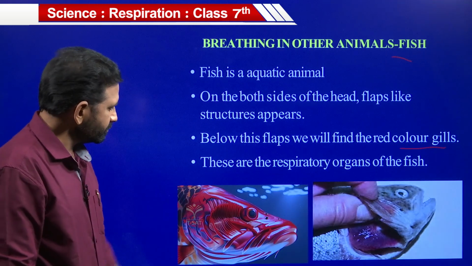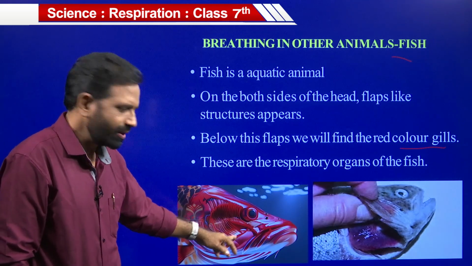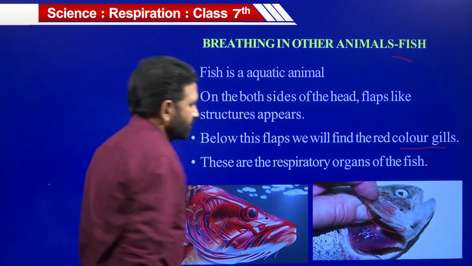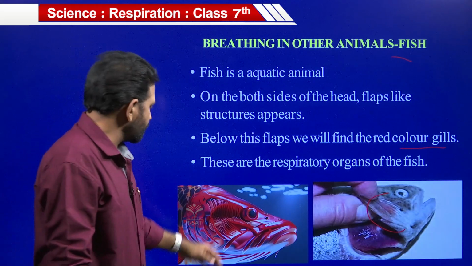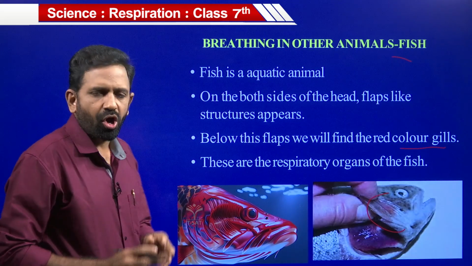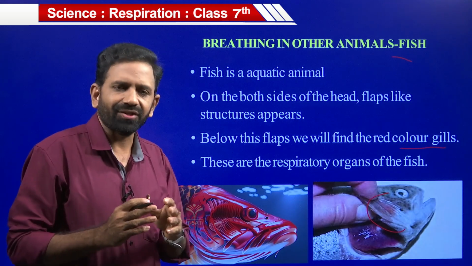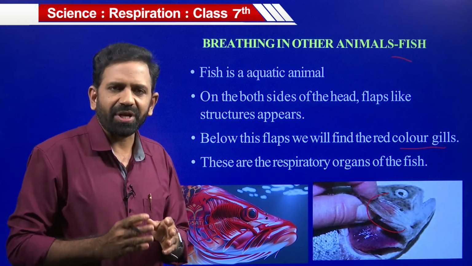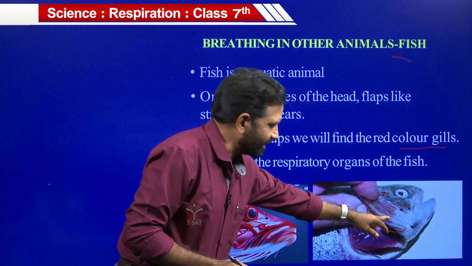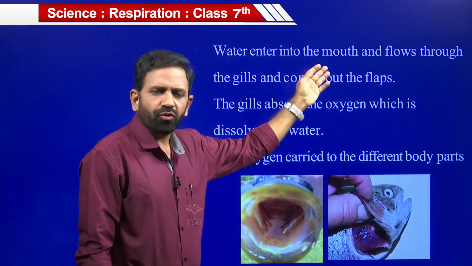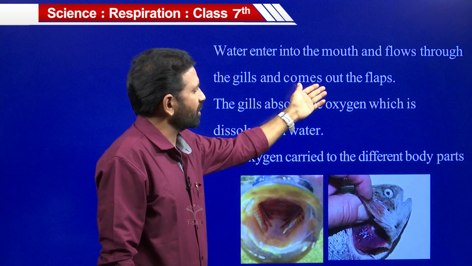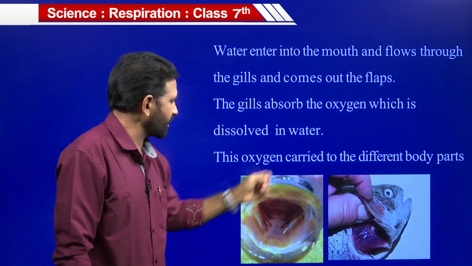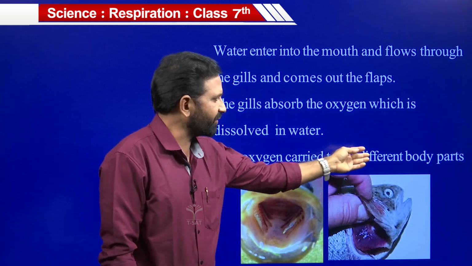This is a fish. On both sides of the fish, we observe flap-like structures. These flap-like structures are called operculums. Below these flap-like structures, red color gills are present. Okay, these are red color gills. Water enters into the mouth, flows through the gills and comes out of the flaps. The gills absorb the oxygen which is dissolved in water. This oxygen is carried to the different body parts.